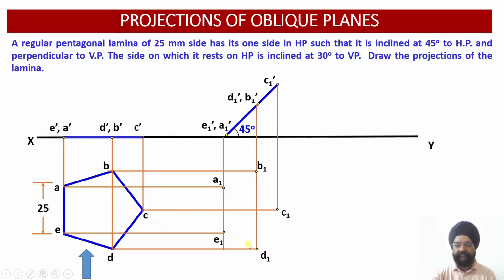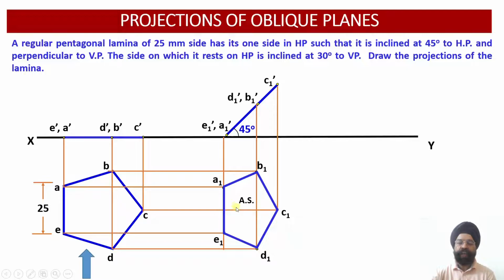Having located all these 5 points, I can join A1, B1, C1, D1, E1. Having joined this, we can work out that this was the true shape of the lamina, that is, the pentagonal lamina, whereas this is the reduced or shortened shape of the lamina. That is why we have said that this is the apparent shape of the lamina.